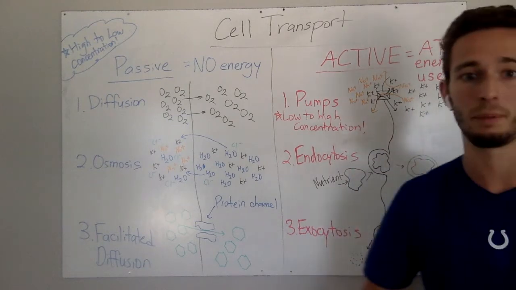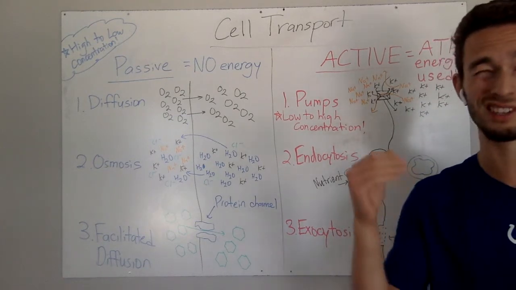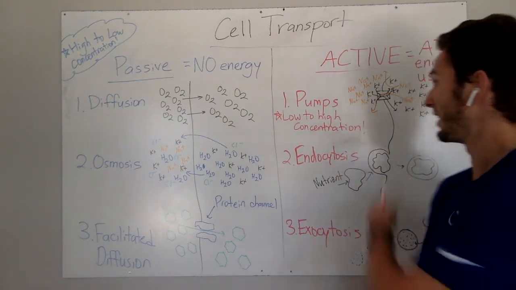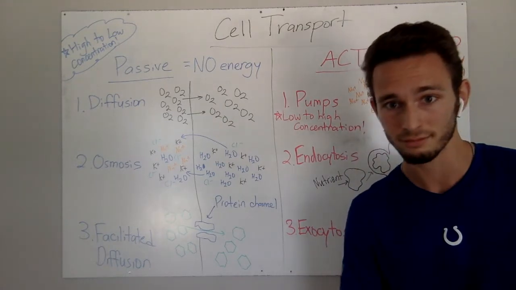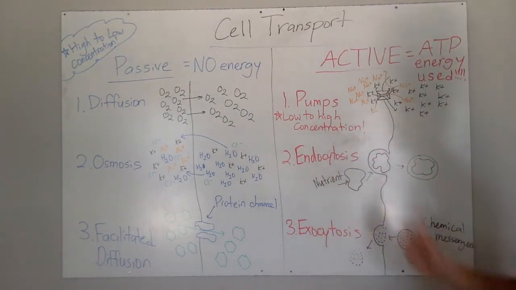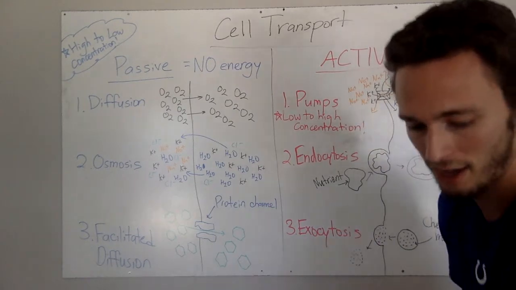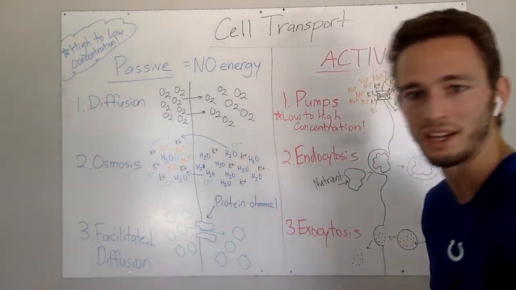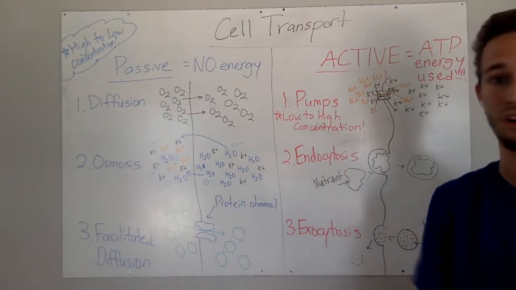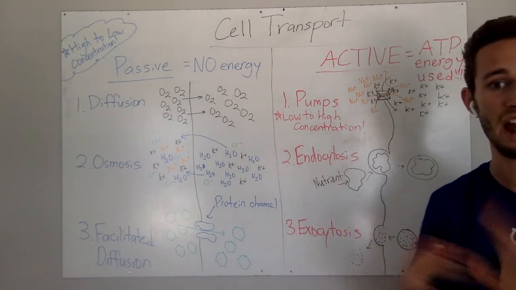That's just one example of a pump, the most important. It actually uses 70% of the ATP in your body, the sodium-potassium pump. Now, other two, endocytosis, exocytosis. Endo means in, exo means out, cyto means cell. So literally, into the cell, out of the cell.